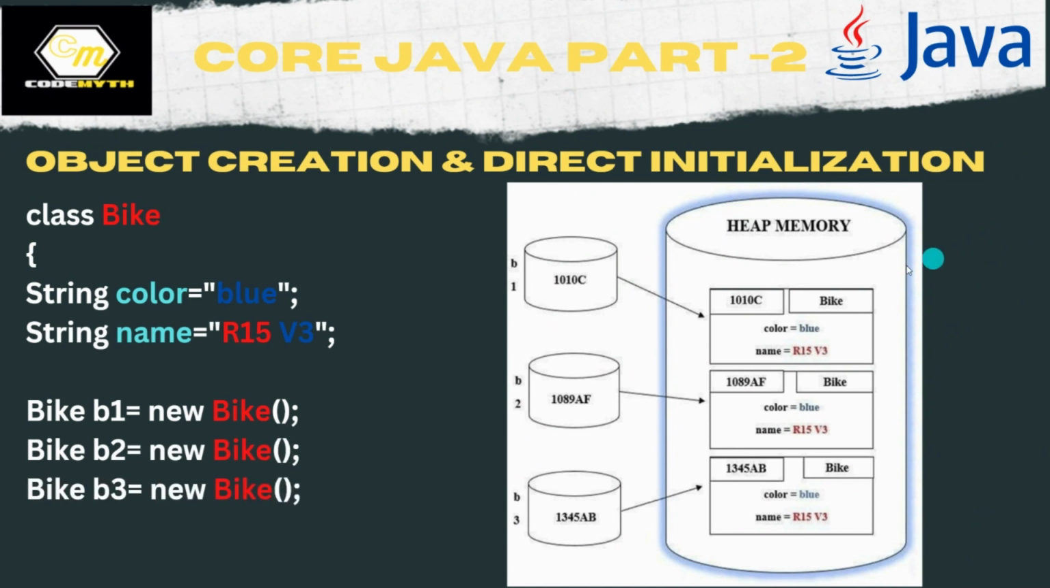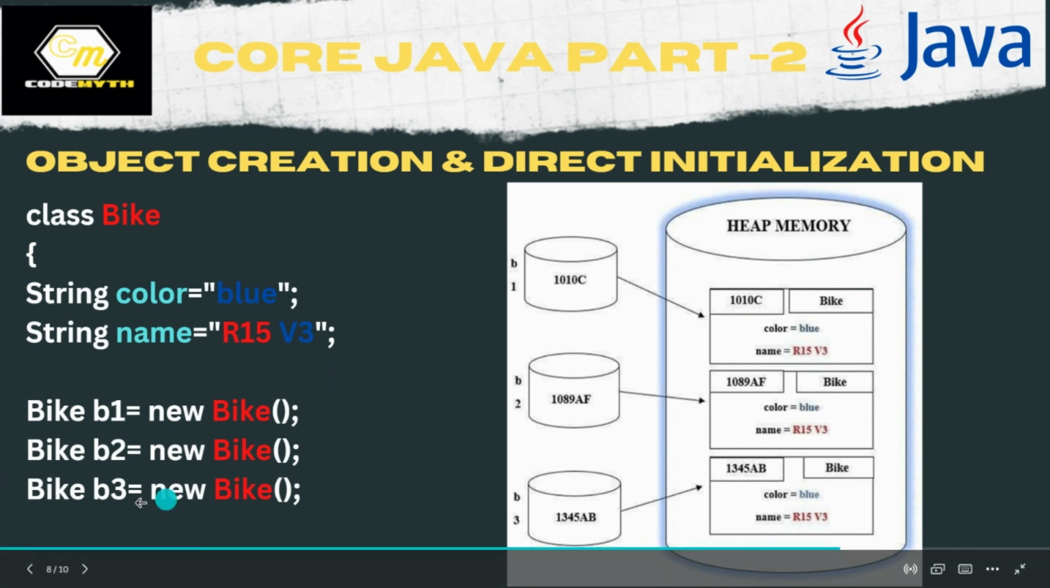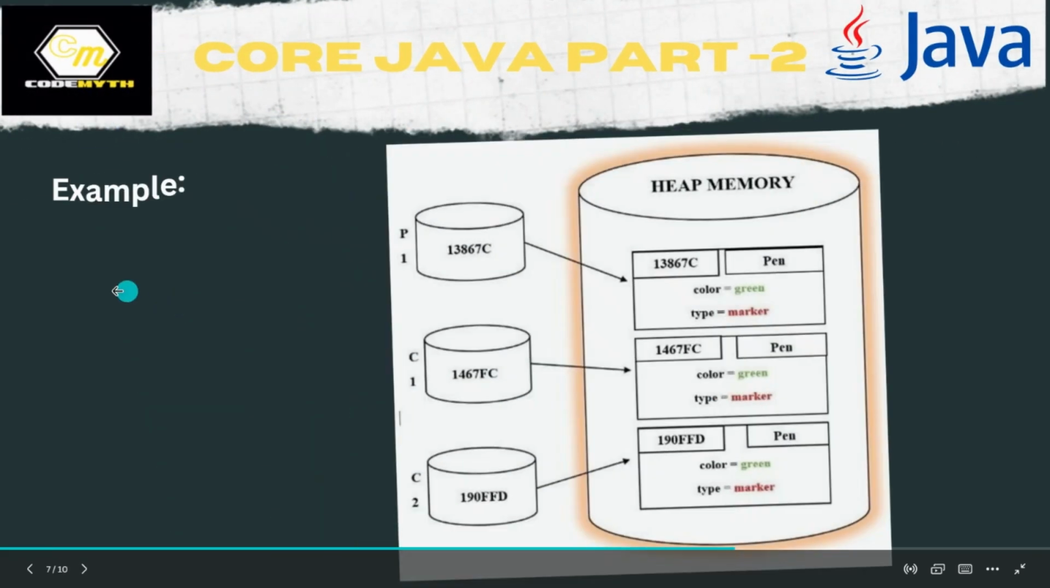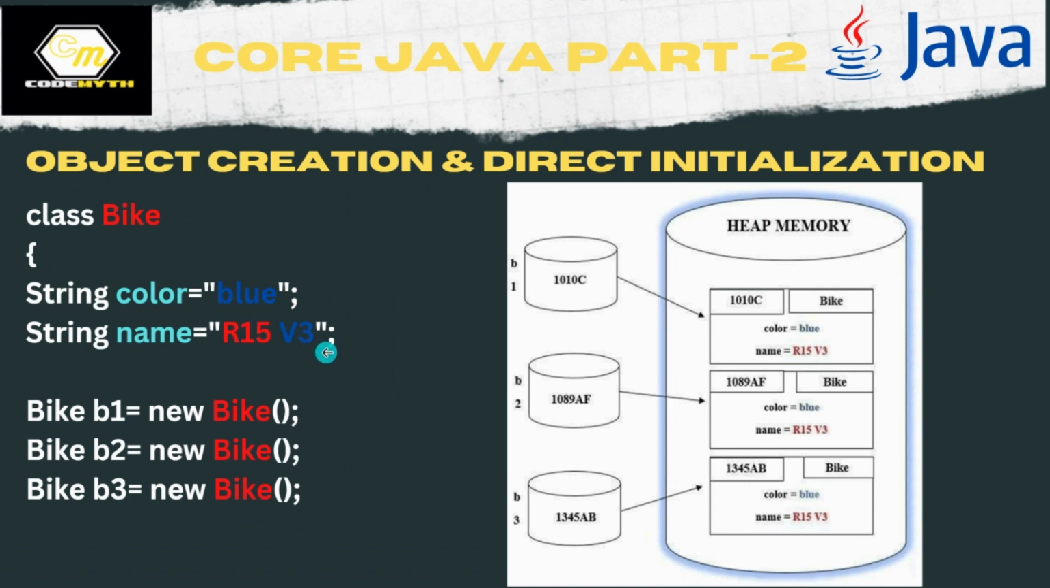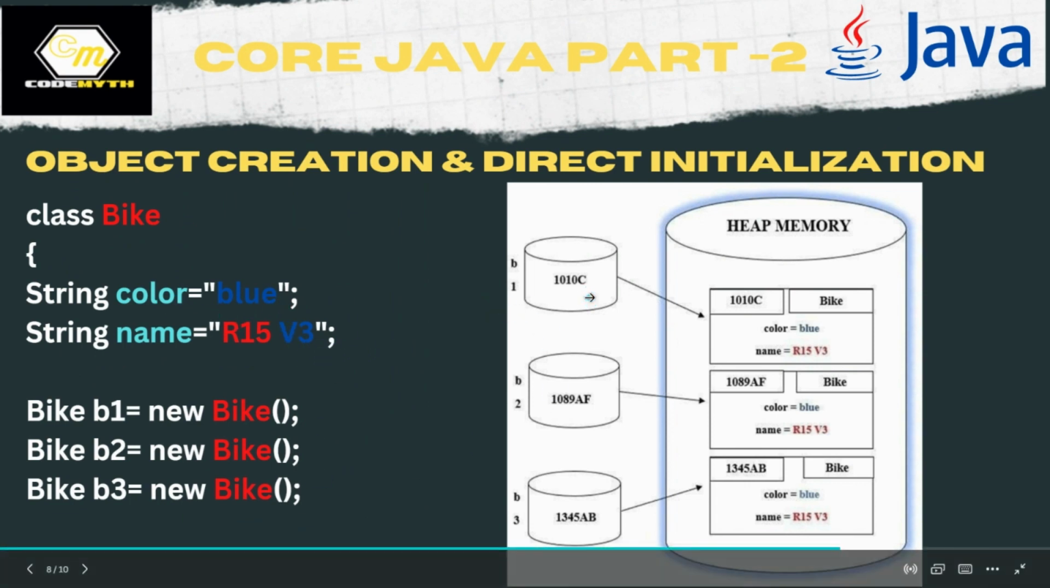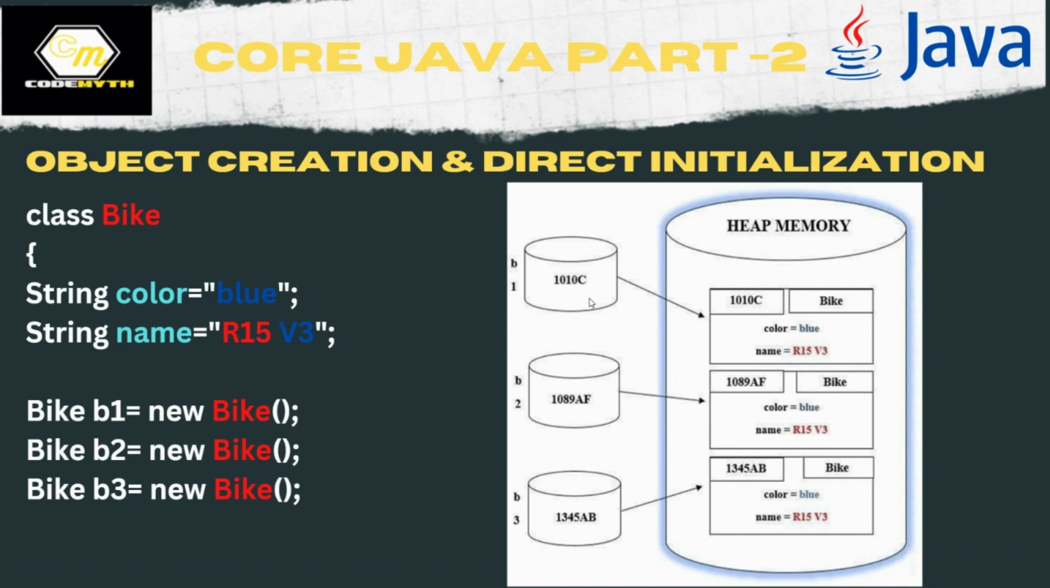Object creation and direct initialization. Here we have class Bike and we are directly initializing color as blue and the name as R15V3. So this is known as direct initialization. In this we have Bike B1 equal to new Bike, Bike B2 equal to new Bike, Bike B3 equal to new Bike. As we have already initialized the color and the name of the bike and are calling it three times with the help of the new keyword, it will call the constructor three times, but it will store the same thing with three different object addresses and object references in heap memory, and that's known as direct initialization.